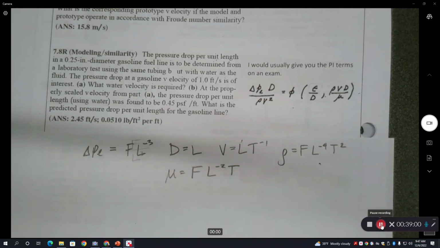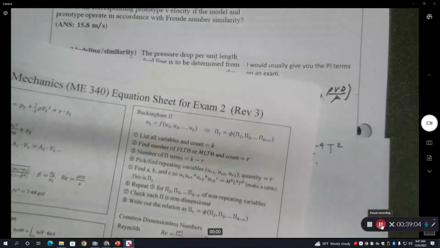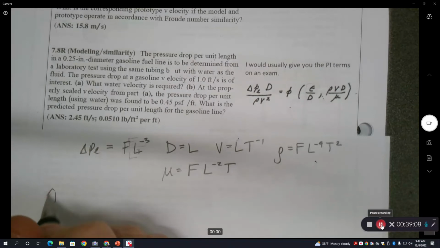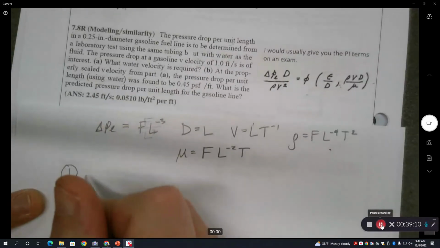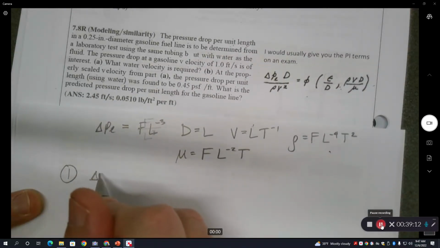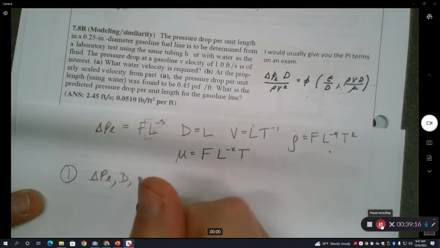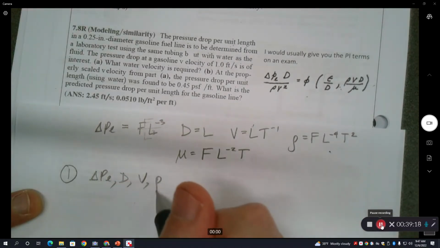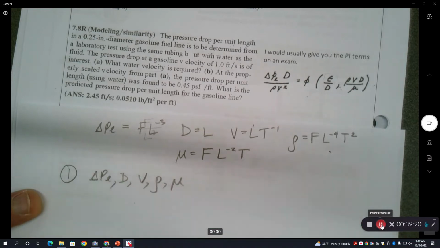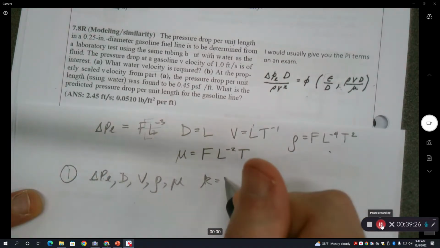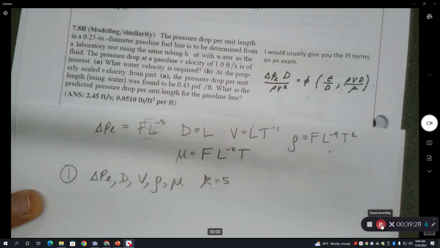Our step 1 is we're going to list all the variables and count them up. So step 1, list all the variables: delta P, L, D, V, rho, mu. So that's 1, 2, 3, 4, 5. So K equals 5.